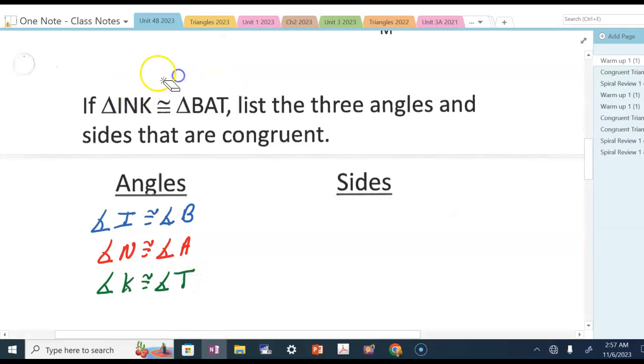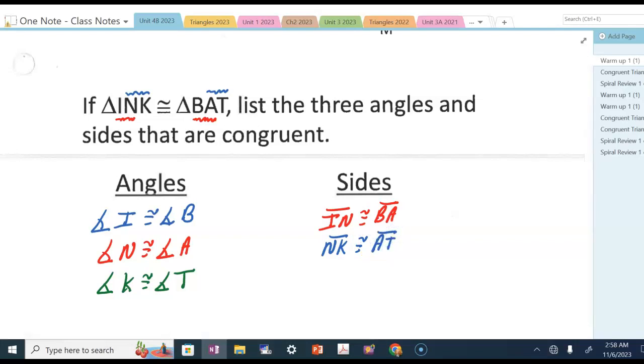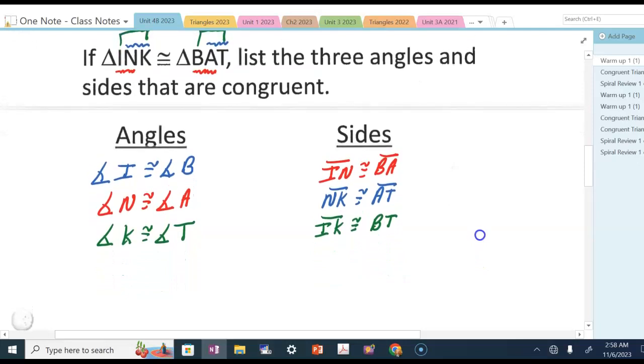When we look for sides, we take the first two letters and we go with the first two letters, so IN is congruent to BA. Then we take the second two letters, they go together, so NK is congruent to AT. And then we take the outside letters, so IK is congruent to BT. And I'm going to do one more quick example here.